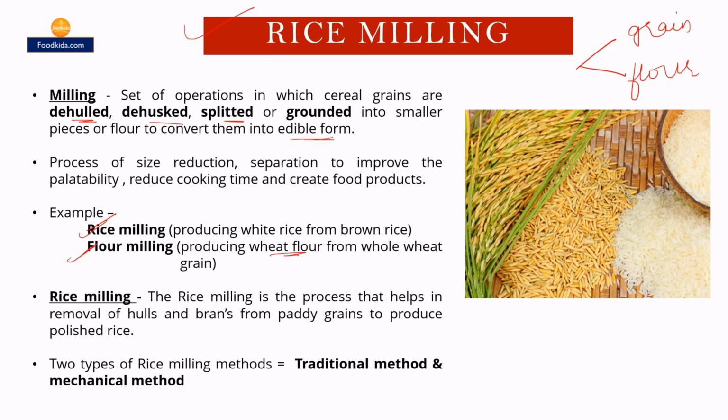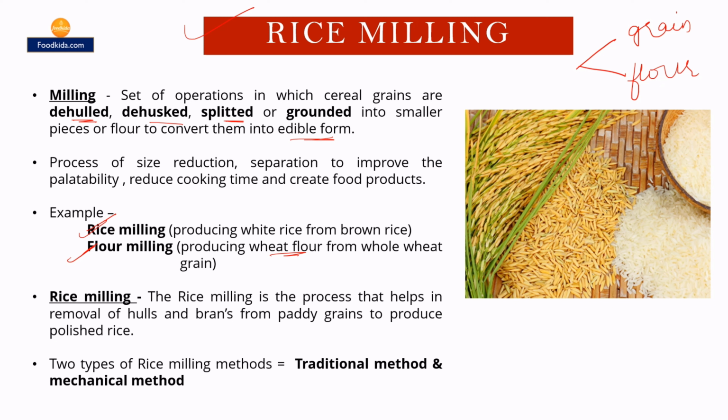From here we can define rice milling. Rice milling is the process that helps in the removal of hull and bran from the paddy grain to produce polished rice. It means rice milling is the removal or separation of the husk and bran layer to obtain the endosperm, commonly known as white rice. Now we can say what the objectives of rice milling are.